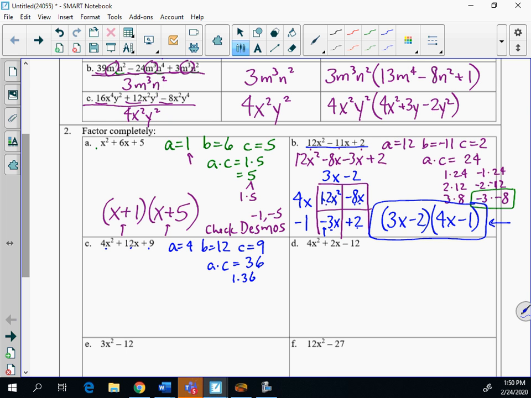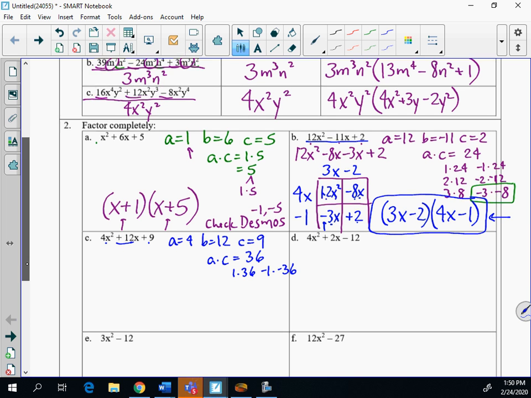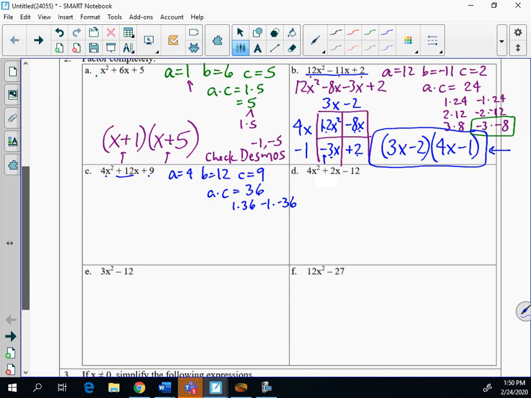1 times 36, or negatives. But as you can see, this is a positive 12, so I really don't need the negatives on this one. Then we can move on, because that's not going to give us 12. 2 times 18, 3 times 12, 4 times 9. Still not there. How about 6 times 6? There it is. They are the same. So we will separate this into 4x squared plus 6x plus 6x plus 9 and make our box.